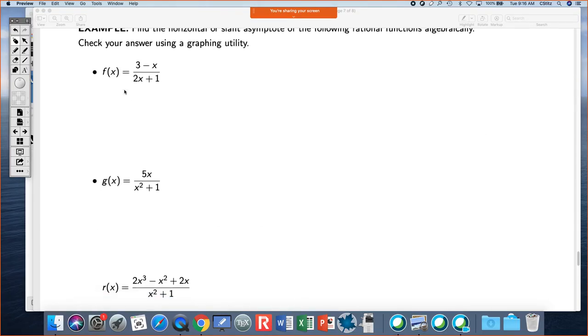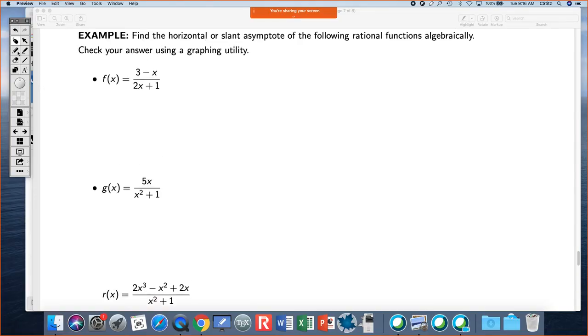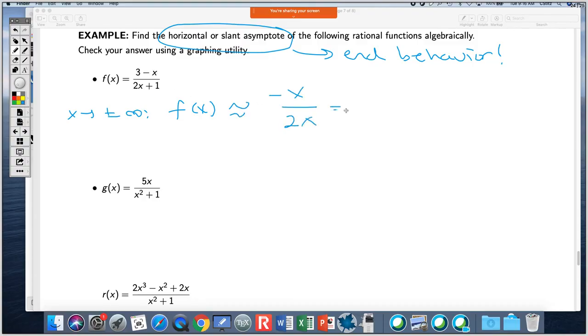Okay. So let's run through these here. Once again, we're looking at horizontal or slant asymptote. These come from end behavior. So we always look as x is going off to plus or minus infinity. We look at our f of x. We always look at the leading term in the numerator over the leading term in the denominator. In this case, that simplifies to a half. So that means that we have a horizontal asymptote, y equals -1/2. And we can check that on Desmos to make sure that that's all legit.